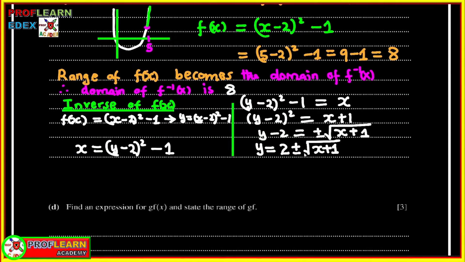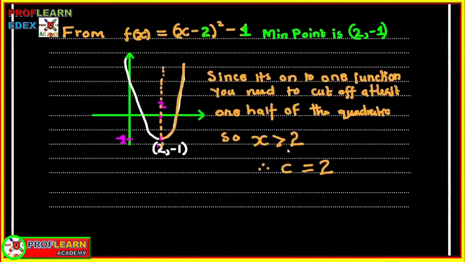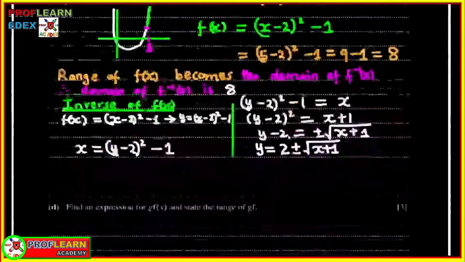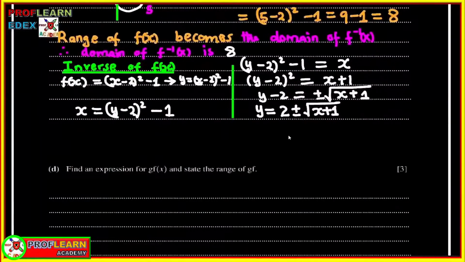And then we're going to decide which one is going to be the correct sign here, because we were told that c equals 5, so the domain is x is greater than 5. So meaning that we are going to substitute into this particular part, and it will mean that the sign we're going to use is a positive sign, so that we have a positive value.